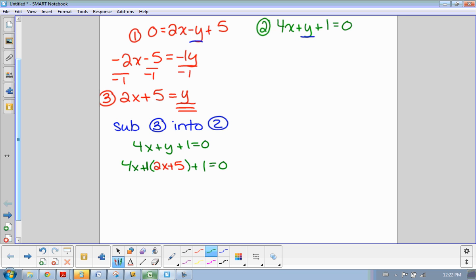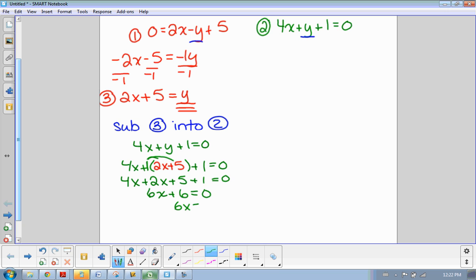This is basically a 1 that we don't write. We have to multiply that 1 by everything inside. So we end up with 4x plus 2x plus 5 plus 1 equals 0. The next thing we're going to do is group all of the like terms. The like terms here are the 4x and the 2x, which give us 6x, and the 5 and the 1, which give us 6. And we just continue with our regular equation-solving steps.